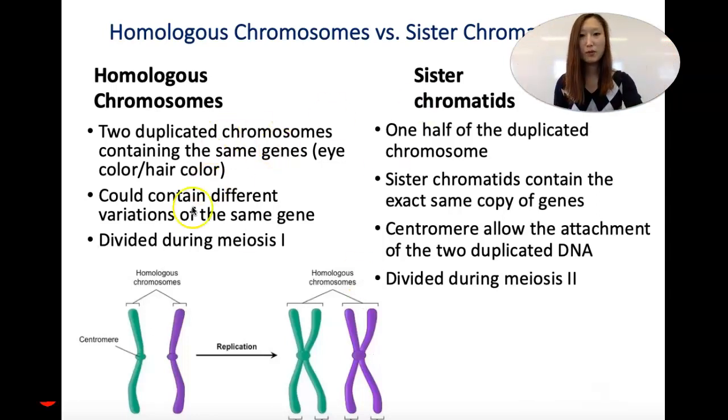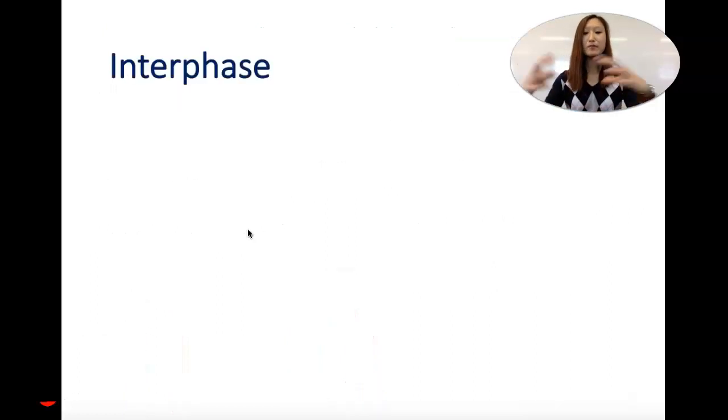So you have homologous chromosomes, pairs of chromosomes that contain the same gene, versus sister chromatids, which are identical copies of each other, and they're on the same chromosome. They're just duplicates, okay? Now, we can take a look at meiosis, starting with interphase.